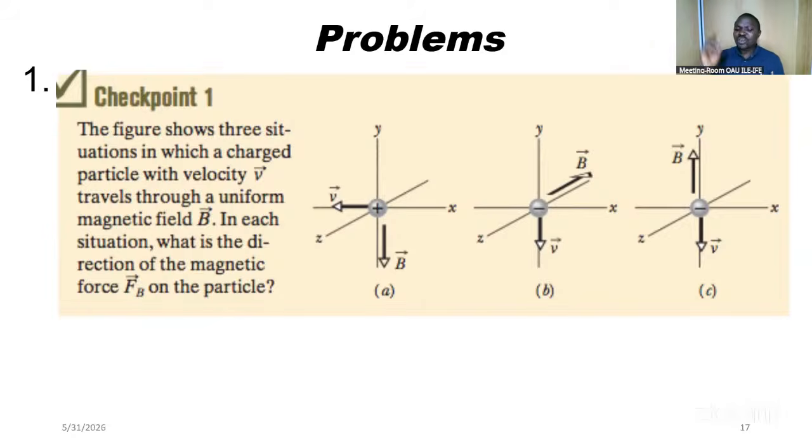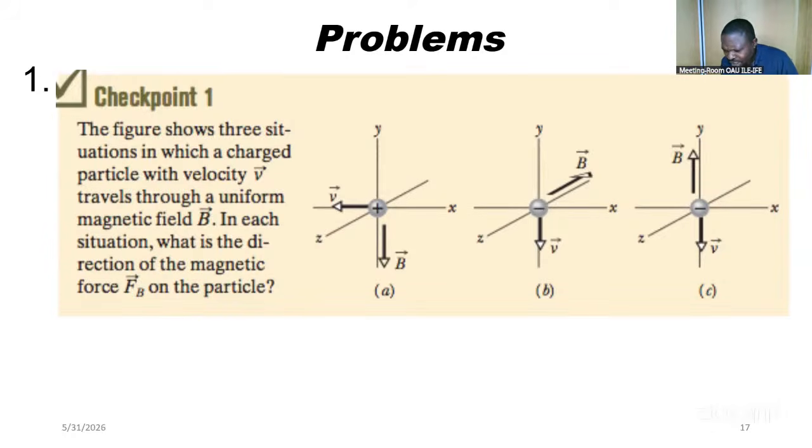So if you look at the third one, in order not to waste time, because our time is going very fast. If you look at C, B is on the positive of Y and V on the negative of Y. Are they perpendicular? They are not perpendicular. That shows what our magnetic force is going to be.